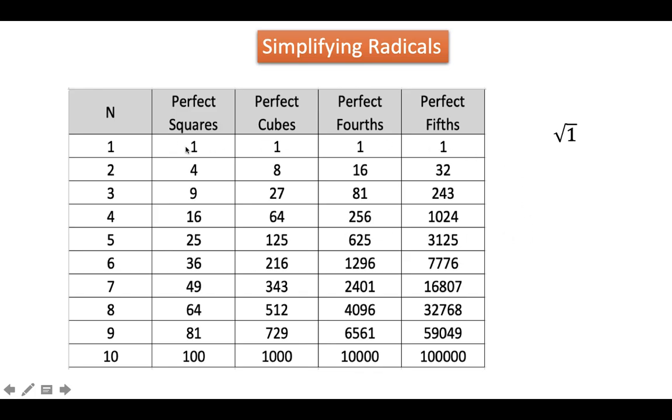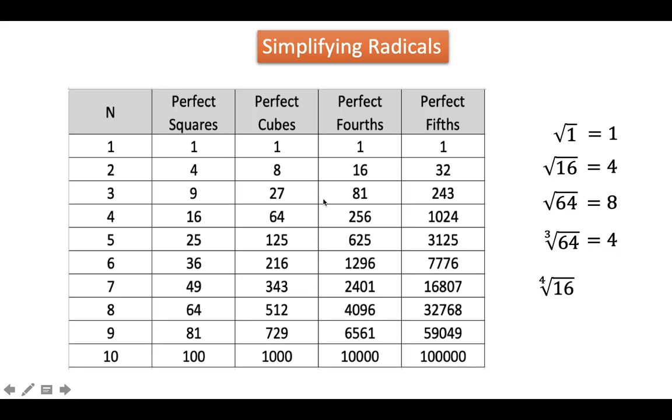Okay, so this one is considered a perfect square because the square root of 1 is an integer, which is 1. So 16 is considered a perfect square because the square root of 16 is 4. 64 is considered a perfect square also because the square root of 64 is 8. And the same number can also be called a perfect cube because the cube root of 64 is 4, and that is 4 times 4 times 4, it makes 64.